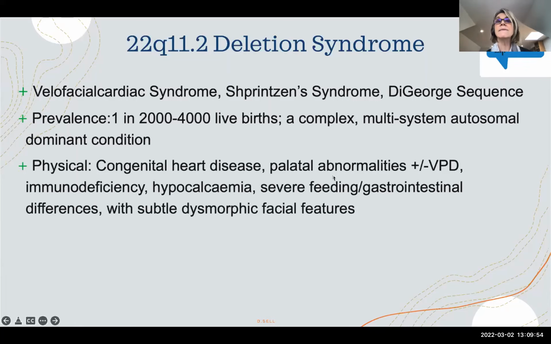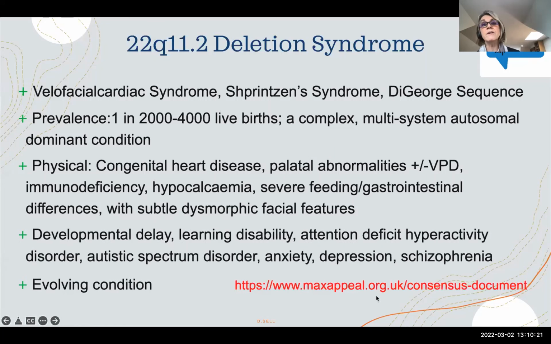Congenital heart disease, 75% with submucous or occult submucous cleft palate, often associated with characteristic velopharyngeal dysfunction as well, meaning no adenoids, big spaces, no movement of the lateral walls. Immunodeficiency, hypocalcemia, and in children, severe feeding problems, so they often see therapists specializing in dysphagia. And they have subtle dysmorphic facial features, and I would urge you to go to the Max Appeal site to familiarize yourself with the look of these children, because you will recognize them. And similarly, the 22q site in Philadelphia.